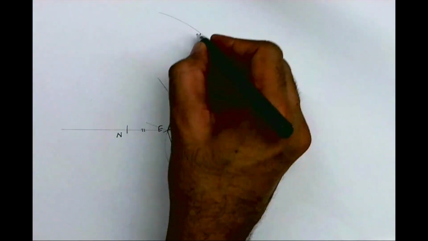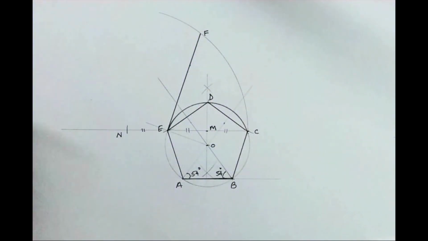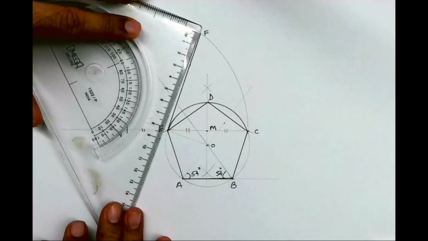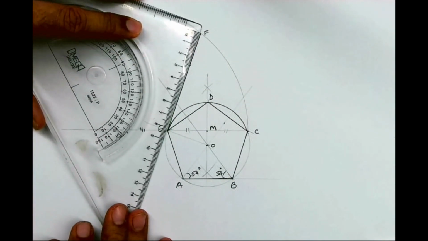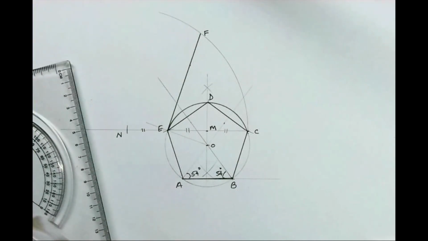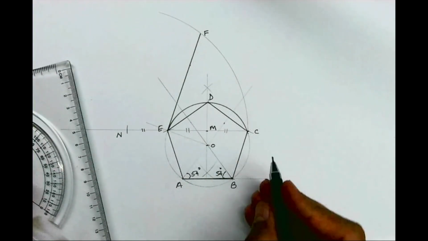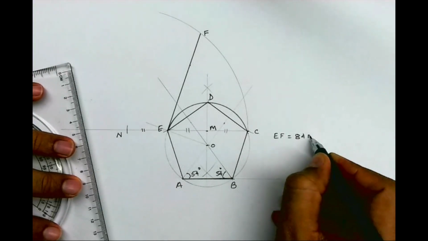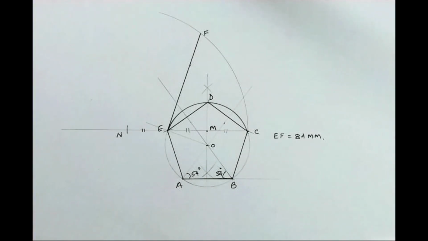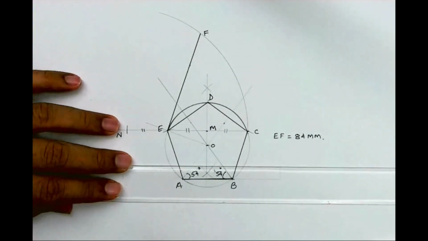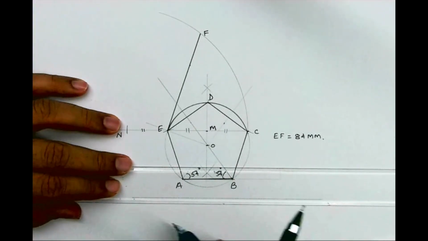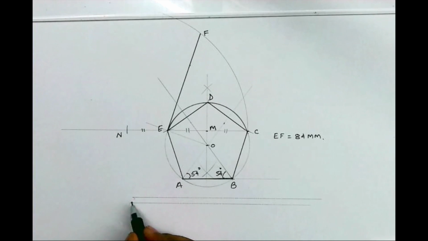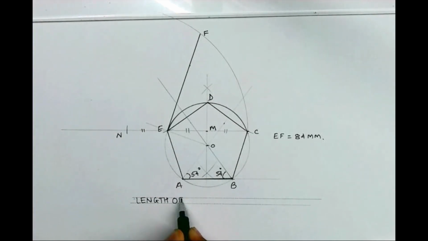And at E, I'll write this point as F. So EF is equal to 84. So I'll write the length of an arc CDE is equal to 84. I can write EF is equal to 84. Or I will write the length of an arc CDE is equal to 84 mm. So I hope everyone understood this sum. Thank you.